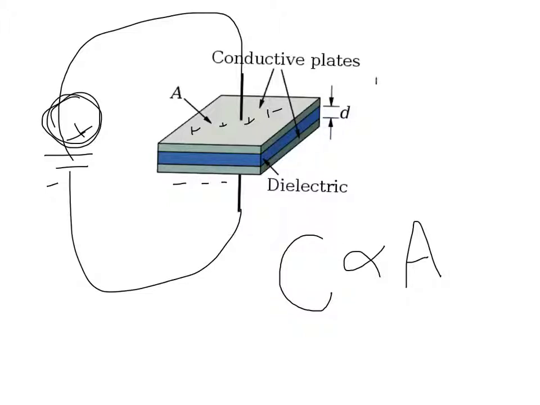If I decrease this distance between them and bring them closer together, I'm essentially going to pull more electrons out. So if D goes down, C goes up. So C is proportional to 1 over D. Now let's look at an equation that puts those together.